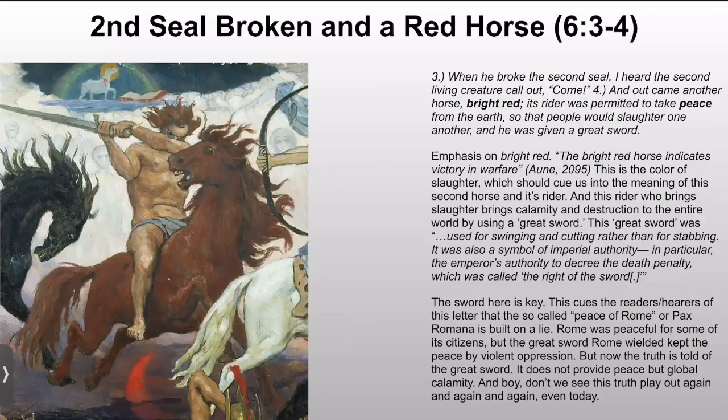But then comes the red horse, a similar story to the white horse, but more intense. Verses 3-4 read, "When he broke the second seal, I heard the second living creature call out, 'Come!' And out came another horse, bright red. Its rider was permitted to take peace from the earth so that people would slaughter one another, and he was given a great sword." Now, emphasis on bright red. Bright red indicates victory in warfare. This bright red horse is meant to be seen as the penultimate war horse, symbolizing the most violence.